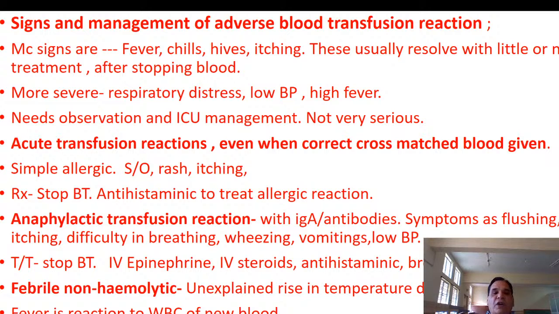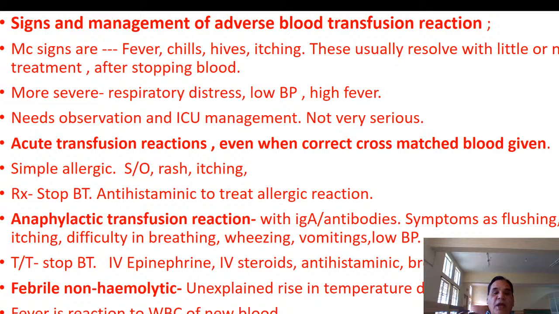So, in short, what are the adverse blood transfusion reactions commonly seen? Most common signs are fever, chills, hives, means patches, itching. Usually these reactions are very mild. These resolve with or without treatment, but the blood has to be stopped. Okay. More severe ones like respiratory distress, low BP, high fever. Again, blood transfusion must be stopped. Observation and management in ICU. All the associated signs should be managed in ICU.